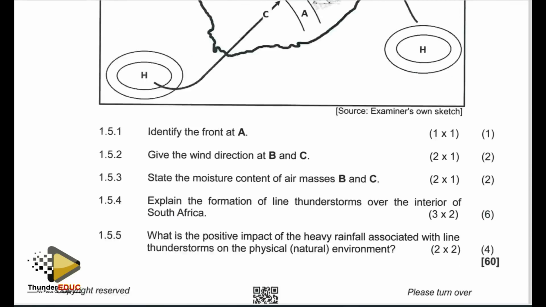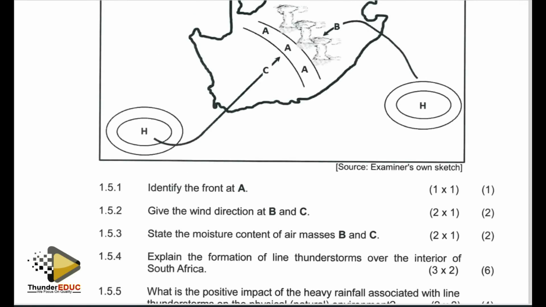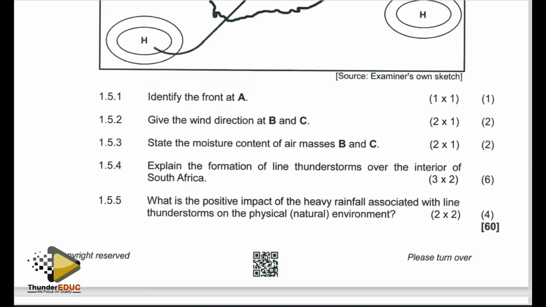And the line thunderstorms will develop as a result of the development of the clouds. As this warm and moist air is forced to rise, it's going to create cumulonimbus clouds that will result in thunderstorms happening along the moisture front in a line, which we call the line thunderstorms. Right, let's move on to the next question.